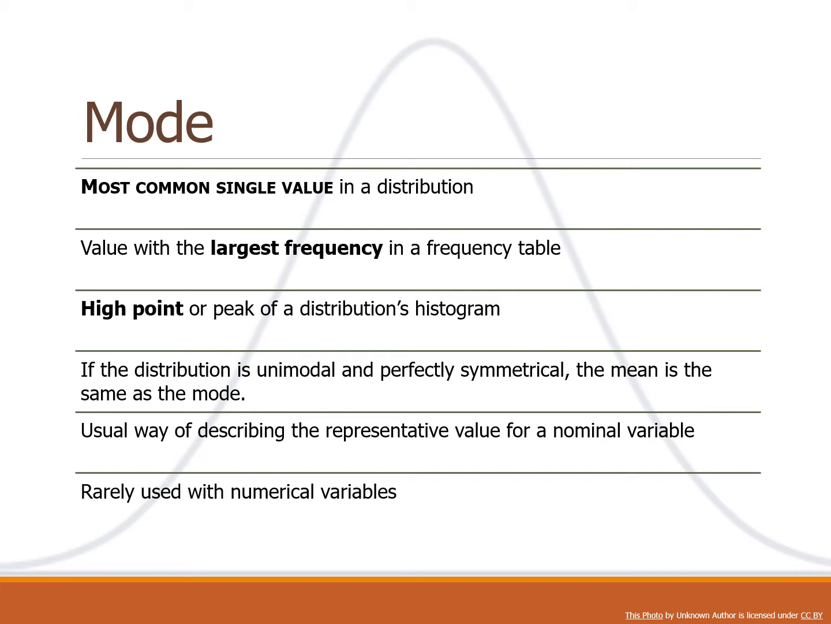You can't have half a Catholic. So maybe it would be 3 Catholics. And so that would be the mode that you would use for the nominal type variable. It's very rarely used for numerical variables.